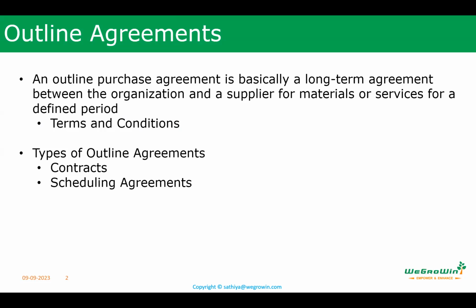But a scheduling agreement is not like that. In a scheduling agreement, I also have an agreement, for 1 year or something, but I will release the schedule lines. It is typically applicable in industries like the automobile industry, where they want components to be supplied by the suppliers every hour. Like that they will do it.